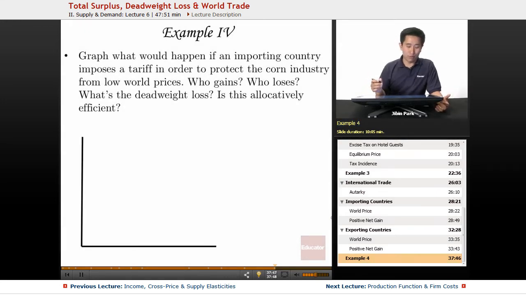So here's example number 4 here. I'm going to add a little bit more of a twist here and show an example with trade and what happens when a tariff is actually imposed.